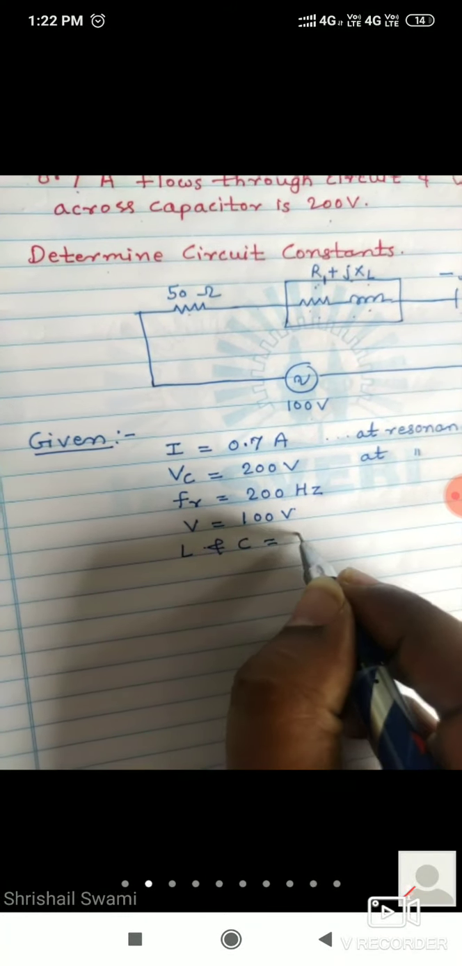Next, what are the given things? That is the resonance frequency. FR is equal to 200 hertz. And input V is given, that is 100 volt. So what do you have to find? L and C you have to find out, that is the circuit constants. These are called circuit constants.